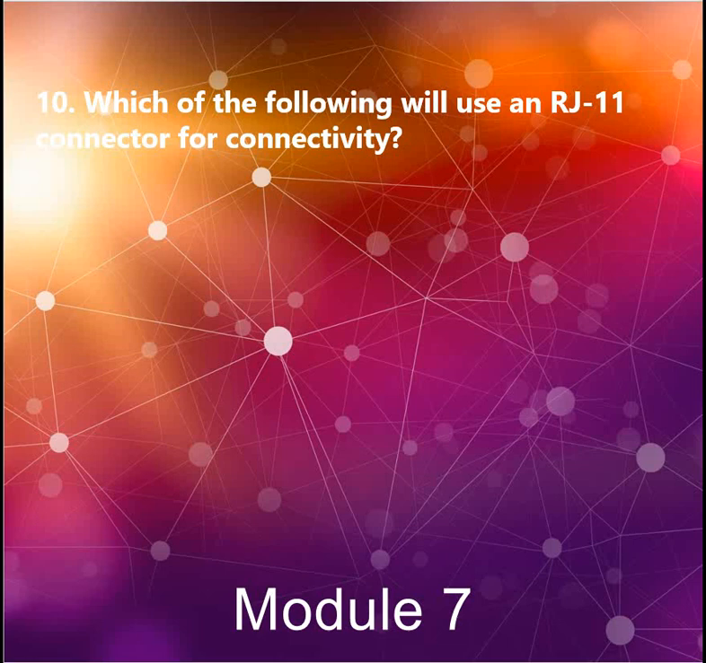Your cellular, of course not. There's no connection there. You're transmitting through the air. Your fiber does not use RJ11 either. So the correct answer is DSL, and RJ11 is a simple old school phone cable connector. That's exactly what it is, and that's what DSL uses. Looks like an RJ45, but it's a little smaller.